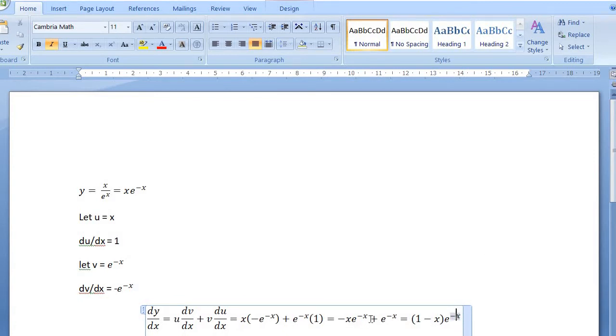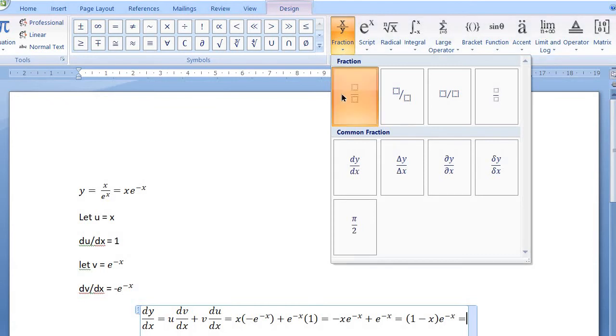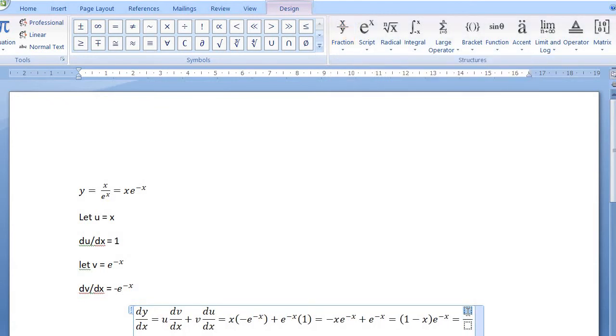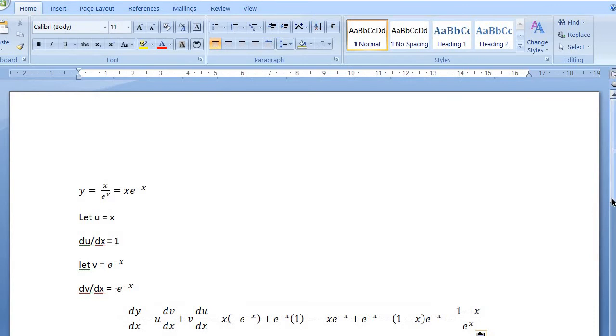This is, I just take out, because since exponential power negative x is the common factor, I just take out exponential power negative x. That's why we'll have 1 minus x. Since negative, which means that divide, therefore we'll have 1 minus x divide exponential power x. So this is how we solve it.